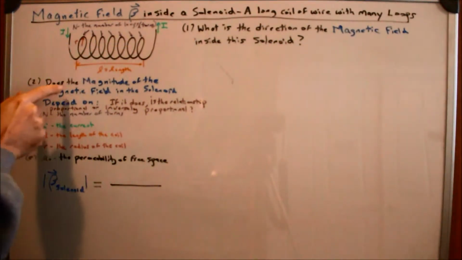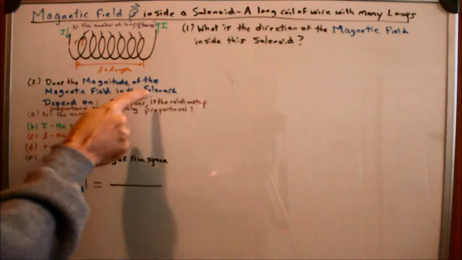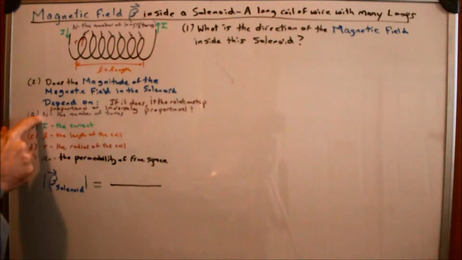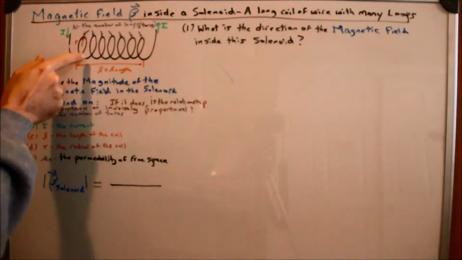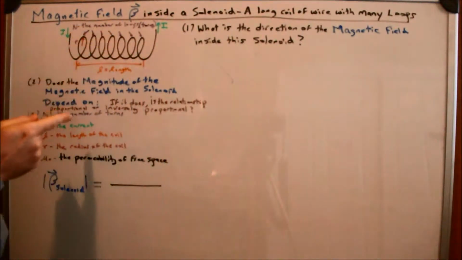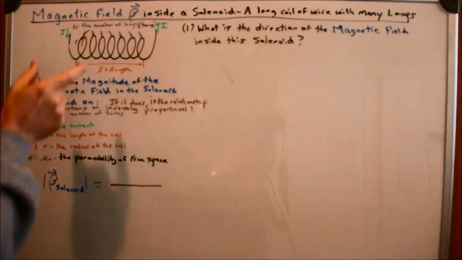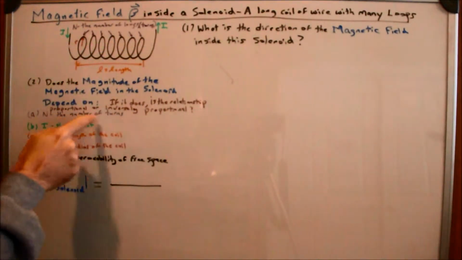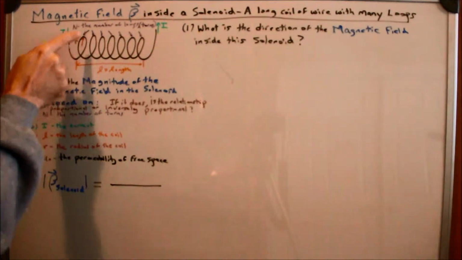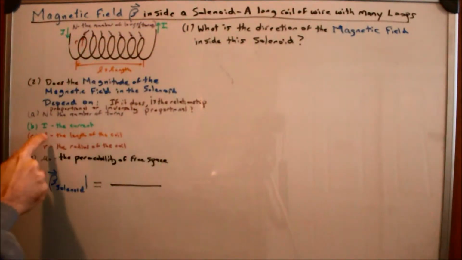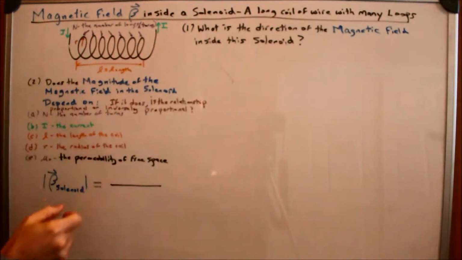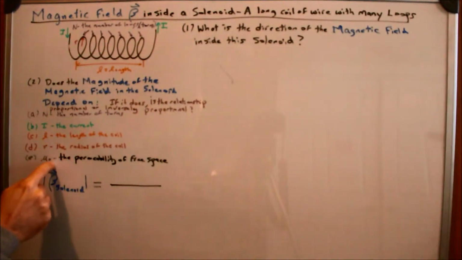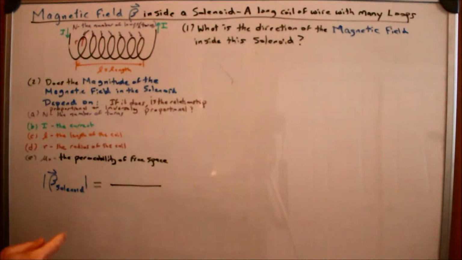The second question is, does the magnitude of the magnetic field inside the solenoid depend on which one of these factors? First of all, does it depend on the number of turns? Do you expect the magnetic field to be greater or less, or proportional or inversely proportional to the number of turns? Does it depend at all on the magnitude of the current? Does it depend on the length of the coils? Does it depend on the radius of this coil? Does it depend on the permeability of free space?